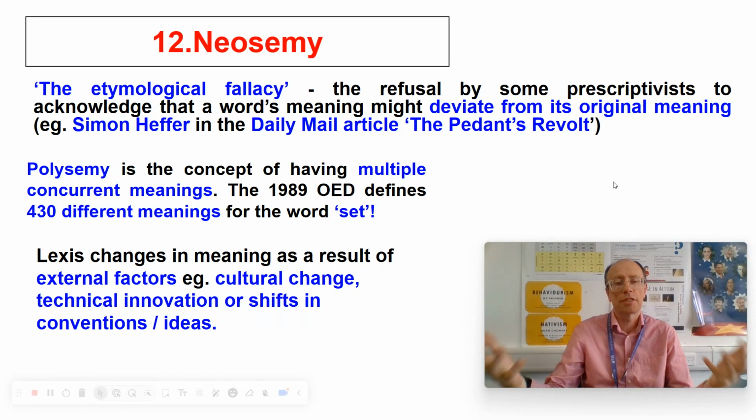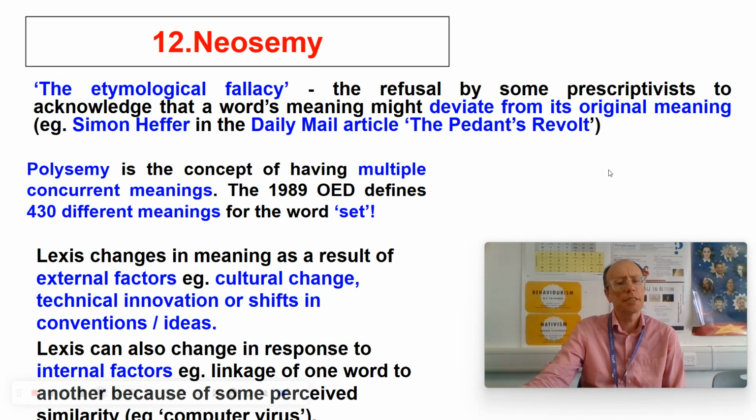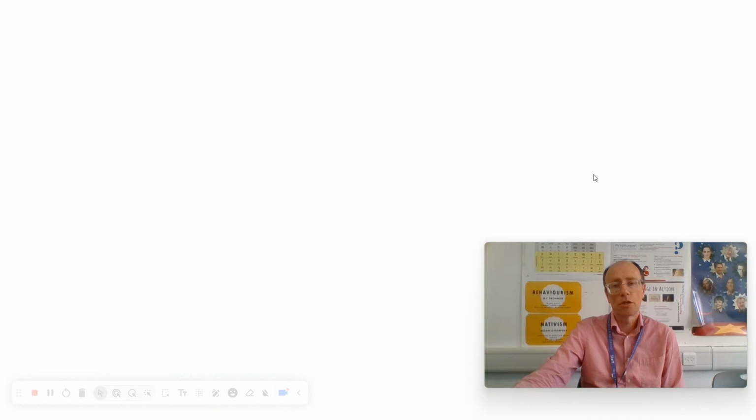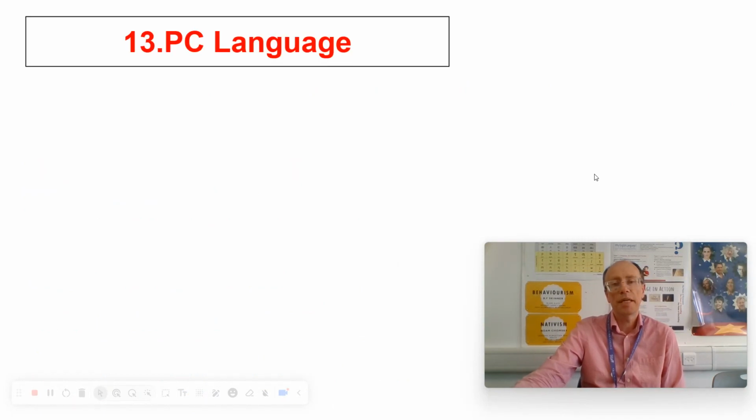Now some of these factors are external factors like cultural changes, technological innovation or shifts in convention and ideas. So the example that's given in the textbook is about the noun guy and the twists and turns in the meaning of that word over time. But Lexis can also change in response to internal factors as well. So for example, you take a phrase like computer virus. So here we've got the linkage of one word to another because of some perceived similarity. That is Neosemy.